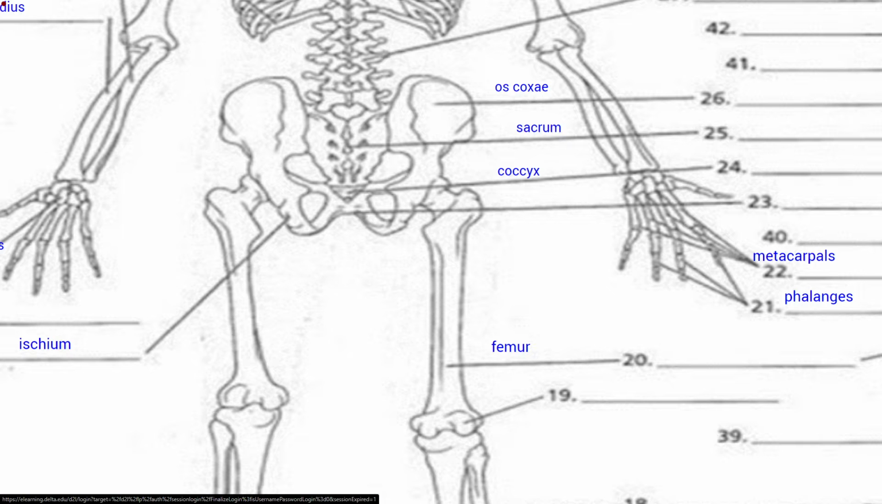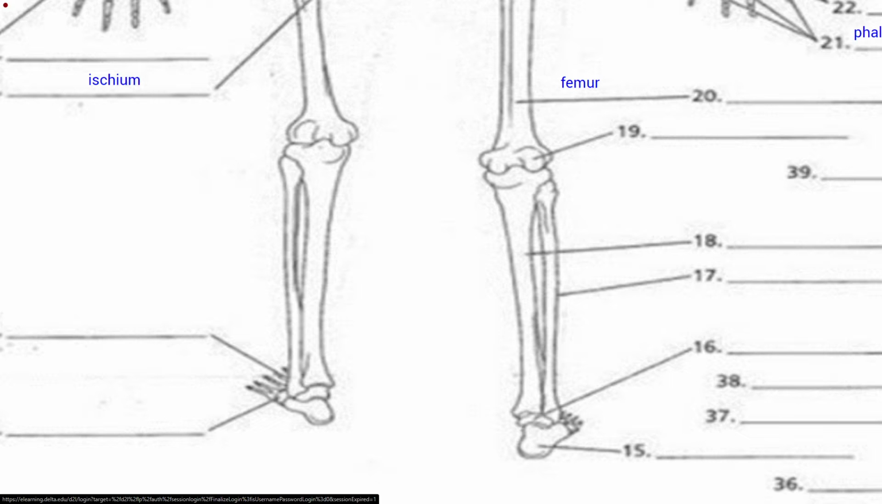Let's go down. Tibia. This is from the posterior side again. Fibula. And then 15 and 16, those are going to be carpals. We can't see the other things from this side. So I'm just going to put tarsals back here. Carpals at the wrist. I don't know why I said that.